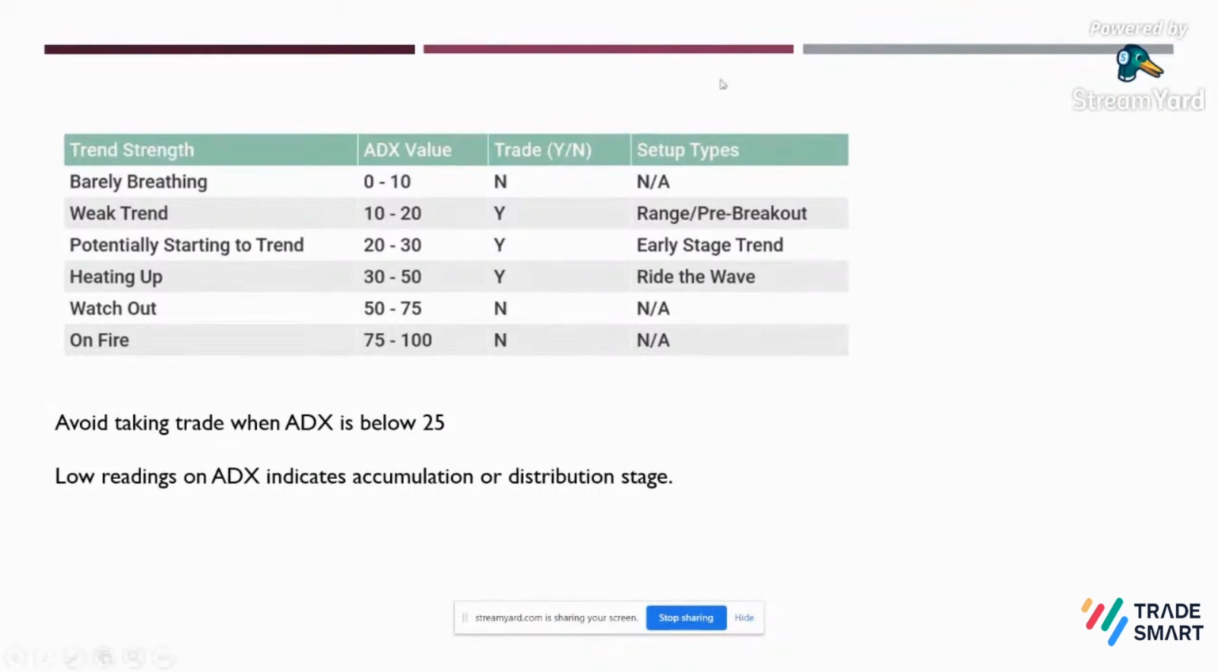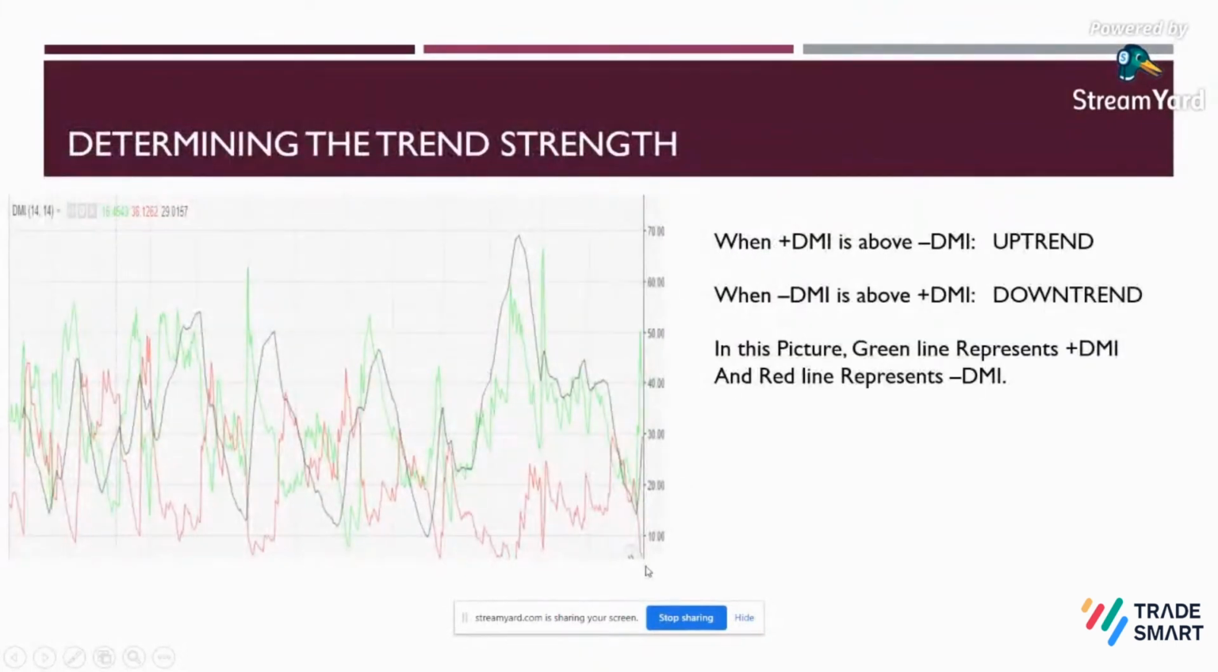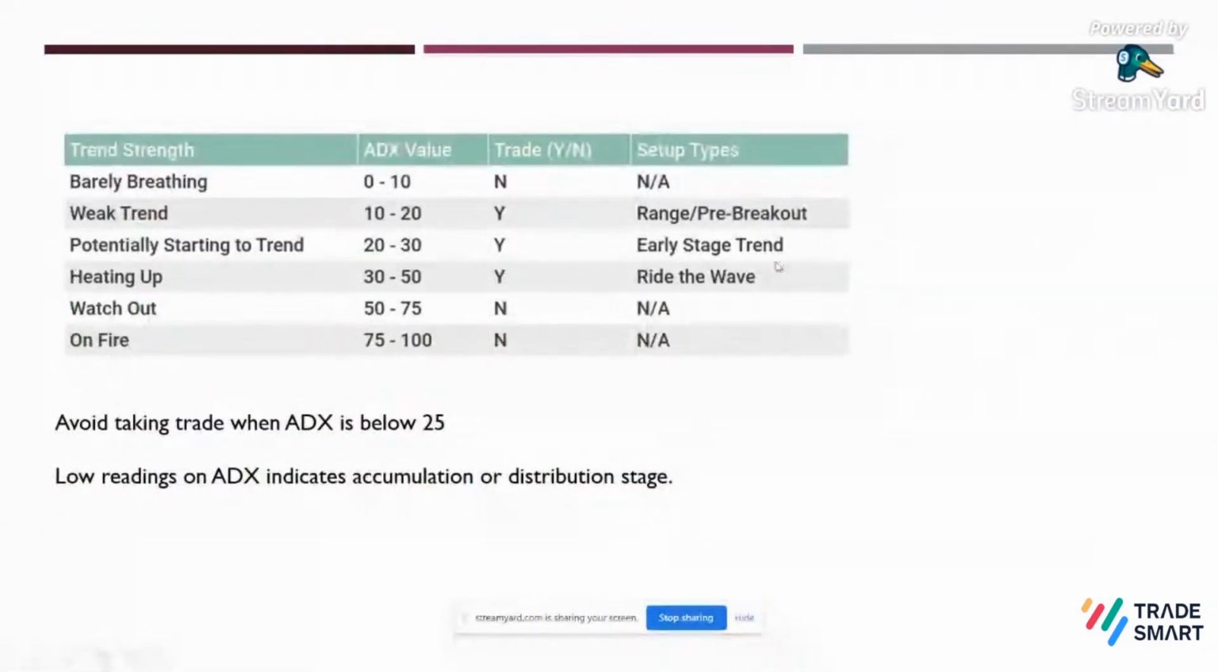So ADX has its range. When it is between 0 to 10, till here, it is recommended not to trade in that particular range, because it won't give you any kind of signal at that time.